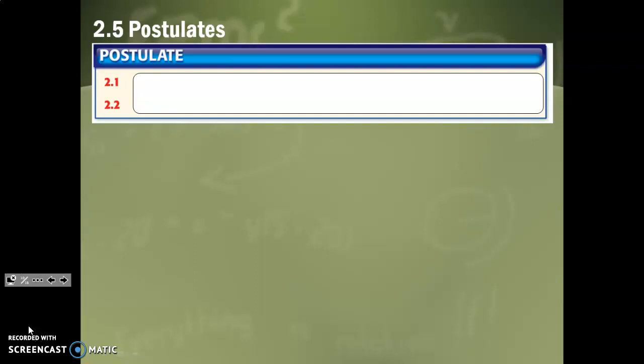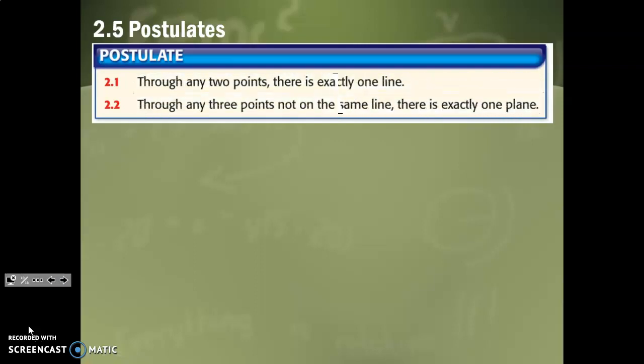You might have these already. I think they're filled out in your notes. But anyways, we talked about this in chapter 1. Through any 2 points, a line can go through them. Well, now we're trying to emphasize that there's exactly one line. You can't barely just nick the 2 points because points have no size or shape, so you can't really nick them.